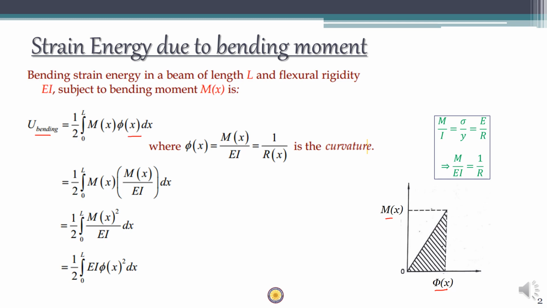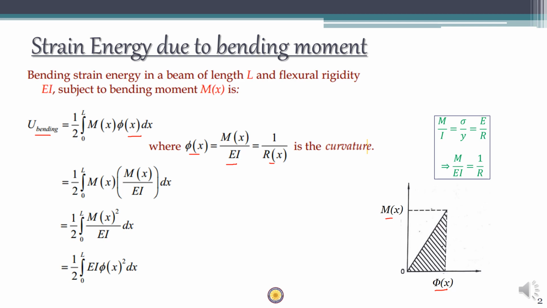Also we know that from the bending equation, M by I equals sigma by y equals E by R. So this phi of x, which is curvature, is nothing but the inverse of the radius R, right? So phi of x is nothing but 1 by R of x. From the bending expression, it is clear that 1 by R is nothing but M by EI. So we can say that phi of x is nothing but M of x divided by EI, right? So substitute this phi of x as M of x by EI.